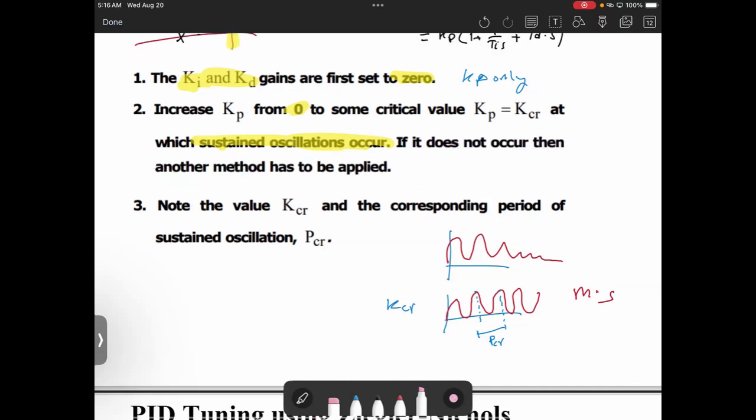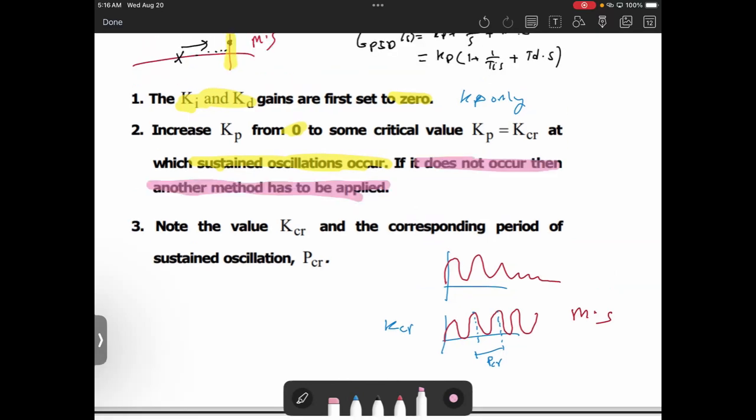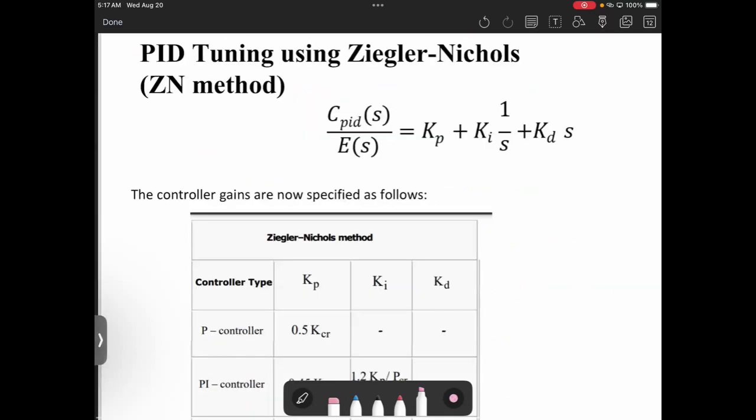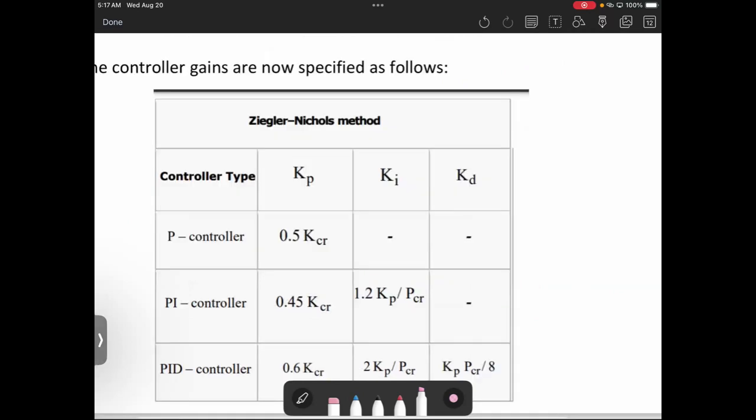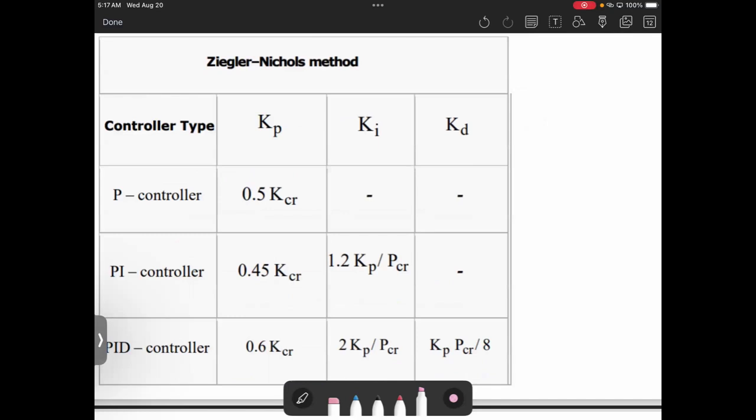So step number one, turn off I, turn off D, only P alone, then keep increasing Kp from 0 until reaching oscillation, which is reaching marginal stable. Then record K critical and record Pcr, which is the critical period. Then after that, what should I do? Use this table, and that's it. You need to memorize this table. Memorize it.